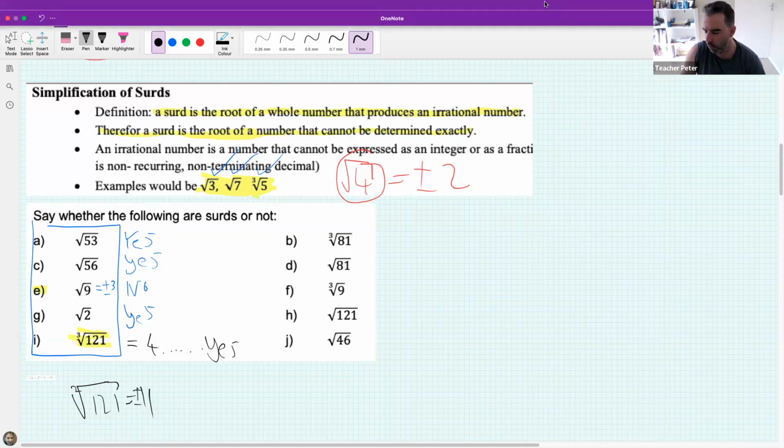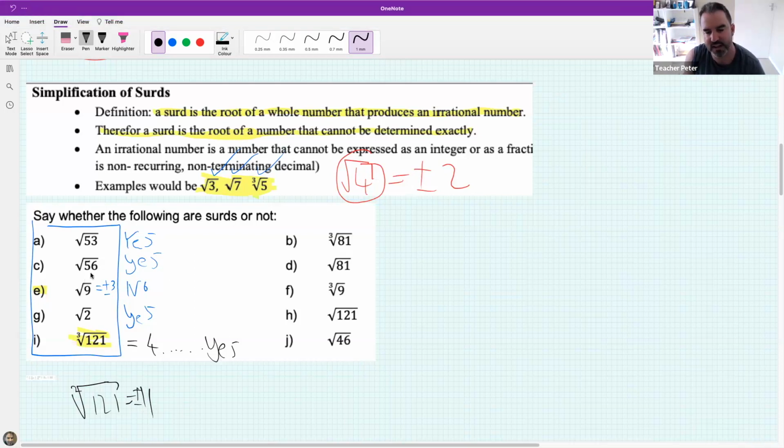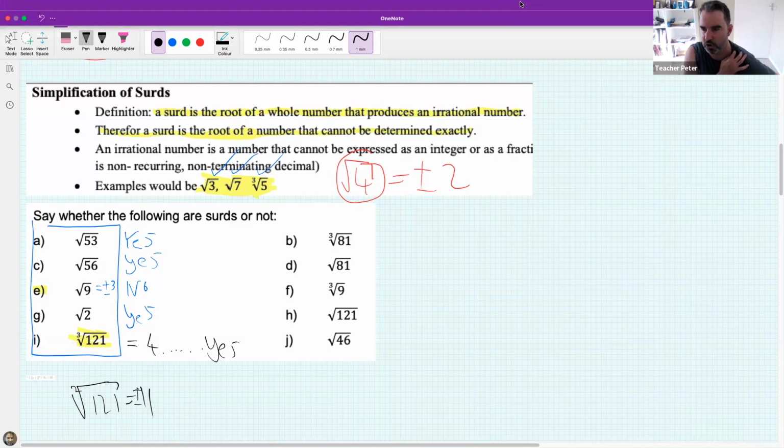Okay, I think we've all done enough. Give me a thumbs up if you understand what a surd is, and give me a thumbs down if you don't know what a surd is. I just wanted to check you understood what it means for it to be a surd. Now we're going to move on to surd laws for today.